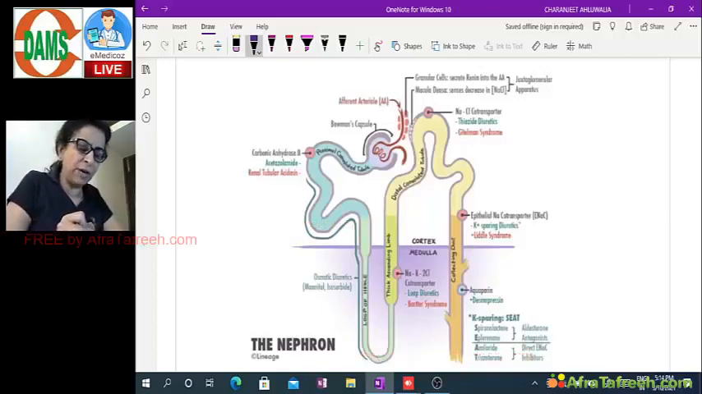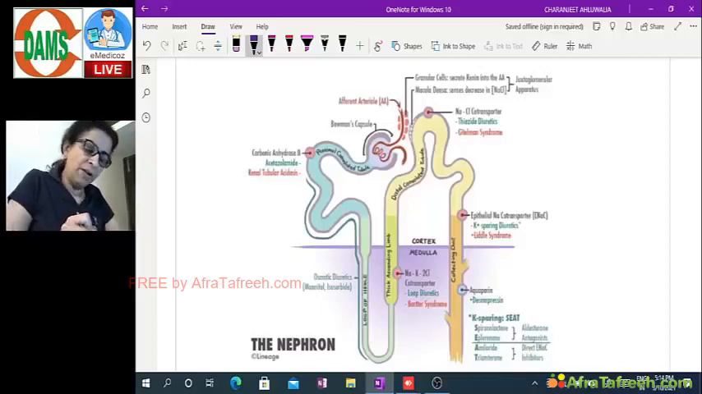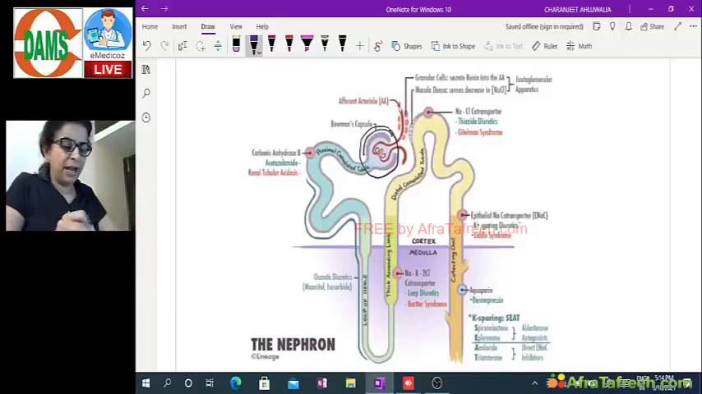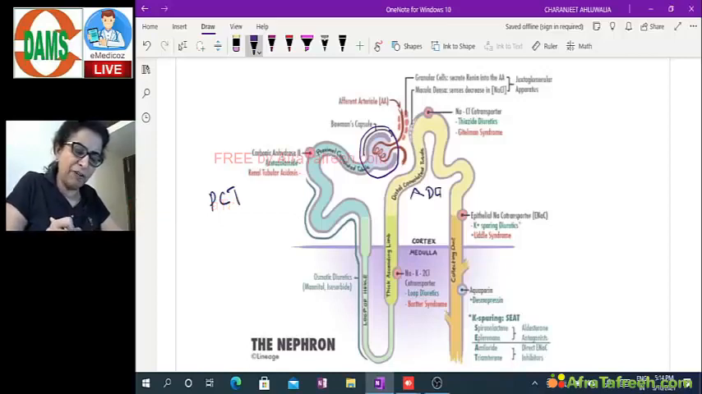Now if you look at the nephron, I know you already know this, but I want to talk a little about it so that when we read glomerulonephritis and pyelonephritis, you know what is going on. This portion is called the glomerulus, the glomerular capillary tuft, inside the Bowman's capsule. From the glomerulus come the tubules. We have the PCT, then the loop of Henle, then the DCT, and then the collecting ducts.